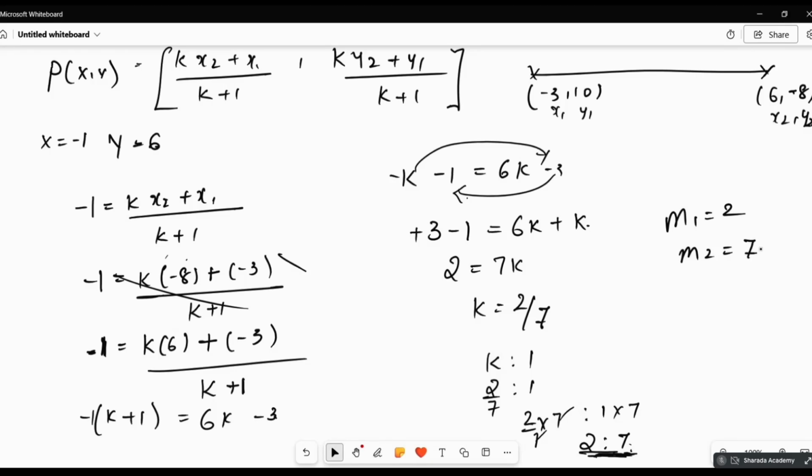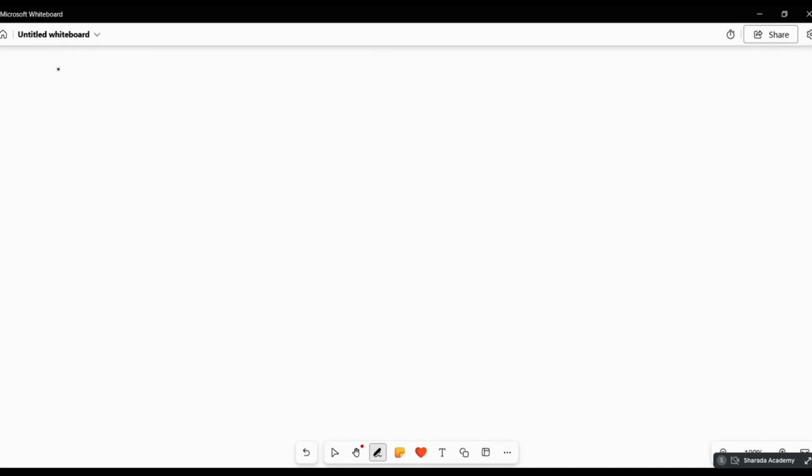Always when you don't know the ratio, this is the way you have to do it. Now, what is the next question? Find the ratio in which the line segment joining A and B, where A is 1 comma minus 5 and B is minus 4 comma 5, is divided by the x-axis.